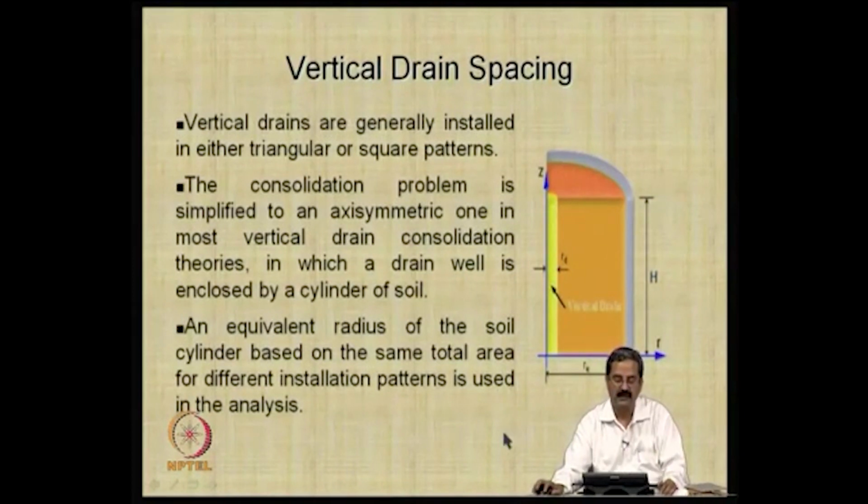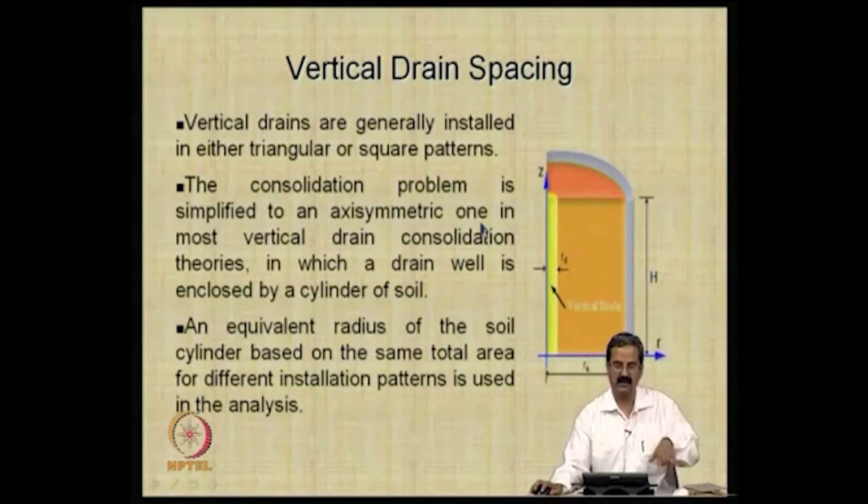As I just mentioned, the vertical drains can be at some spacing, either triangular or square, similar to stone columns. The consolidation problem is simplified to an axisymmetric one. For example, there is Barron's theory of radial consolidation, one should read that. We know Terzaghi is the one dimensional consolidation, which is vertical. So, you need to read these Barron's papers and some more additional papers we have, which is very classical work.